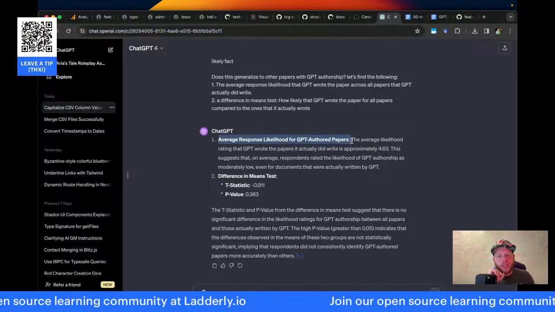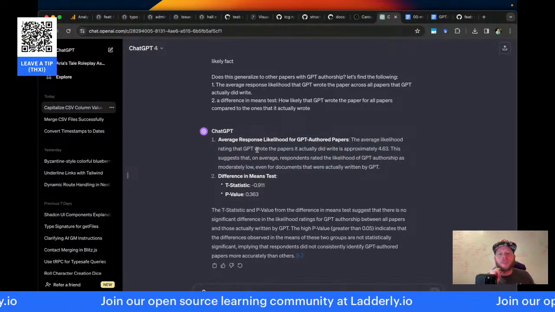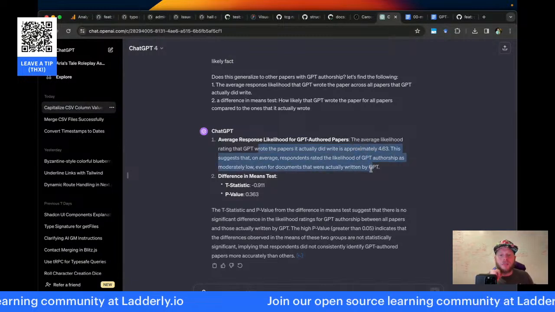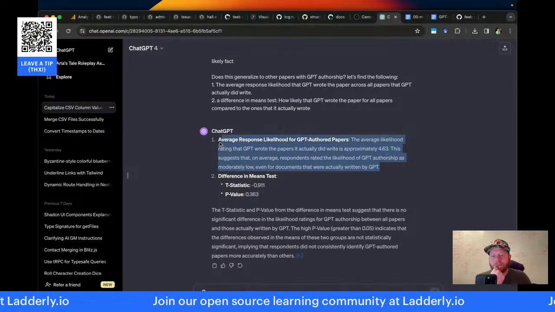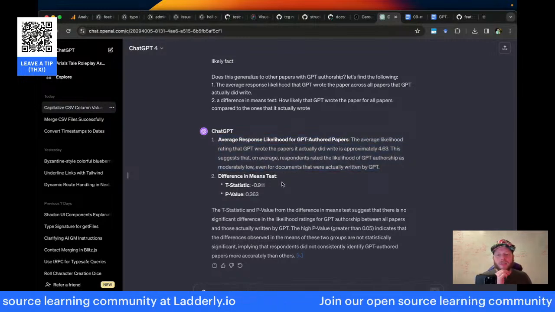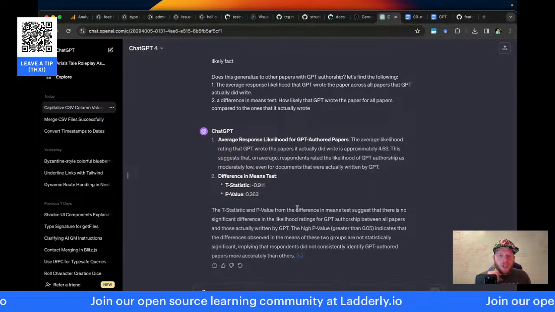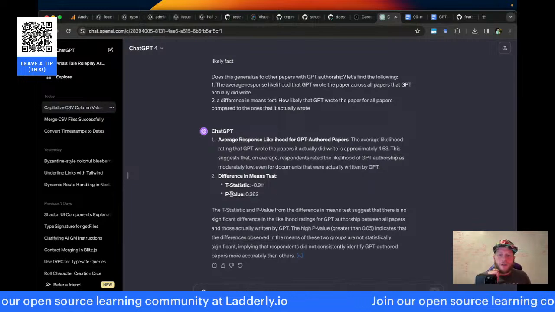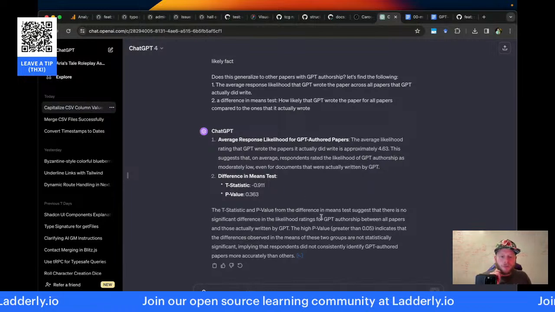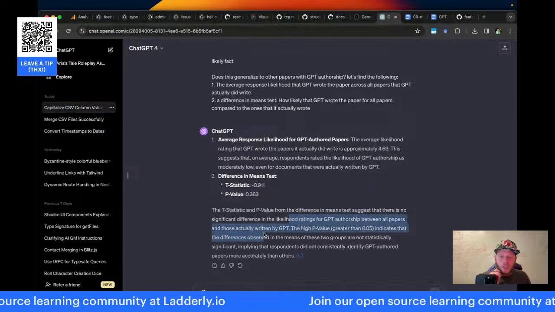Okay, the average likelihood rating that GPT wrote a paper is 4.6. This suggests that on average, respondents rated the likelihood as moderately low. Awesome. And then the t statistic is negative. And what are the comparison groups? There is no significant difference. Fine, because you're giving me a high p-value. But what are the groups though? All papers and those actually written by GPT.